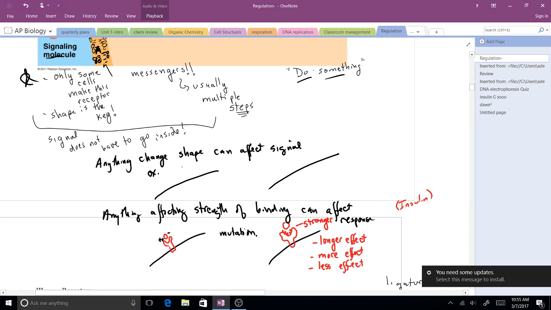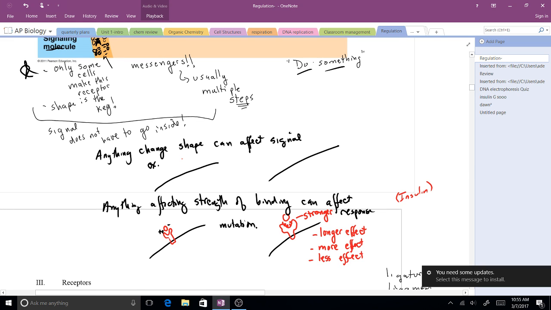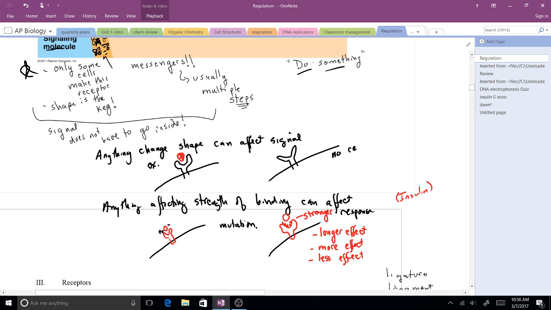Anything that changes the shape can affect the signal. So if it was originally like this, the receptor, and the molecule that binds to it fits in very nicely, if you have a change in the protein to make it look like that, then that might be enough that the signaling molecule cannot do its job. And so then you get no response. And of course that would come about through a mutation in the protein.